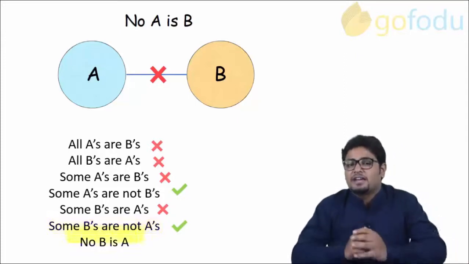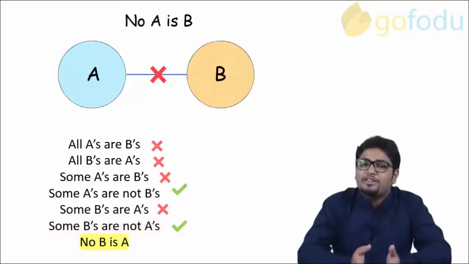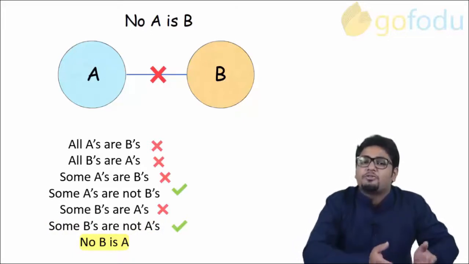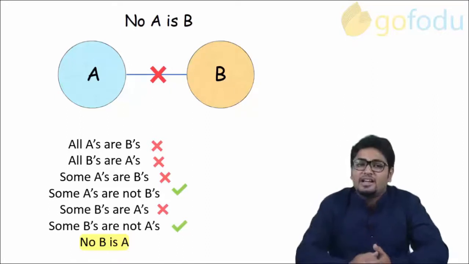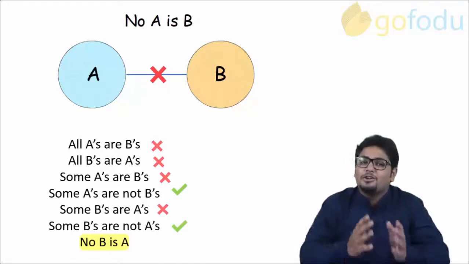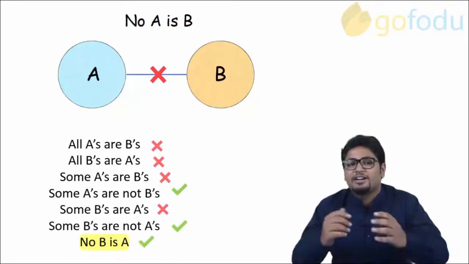"No B is A." It should be obvious that if there are no elements of A in B, then no elements of B will be there in A. Hence, "no B is A" is a definite conclusion.